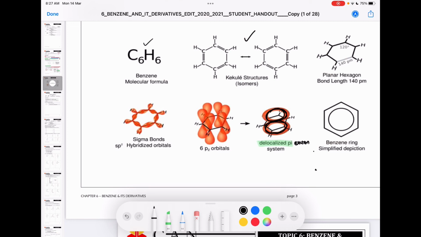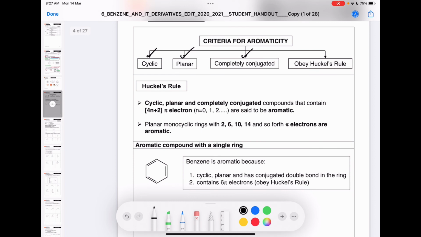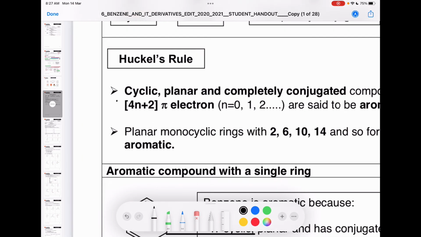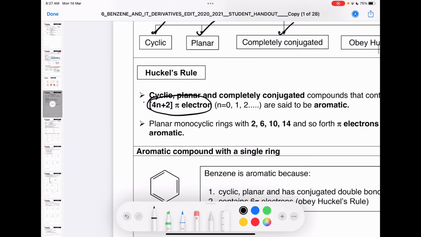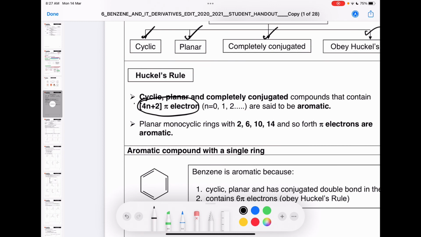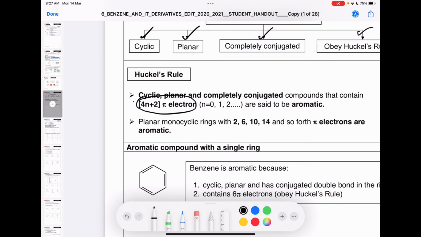Okay, so and then dia mesti obey Huckel's rules. So Huckel's rules tu apa? So Huckel's rules ini dia adalah sejenis pengiraan untuk menentukan bilangan elektron dia. So ini dia punya formula. Okay, this is the formula. Tapi kalau dulu benda ni awak kira-kira, but now tak perlu kira dah. Okay, so you just need to know 4n plus 2 pi electron. You only need to know the formula tanpa perlu mengira.